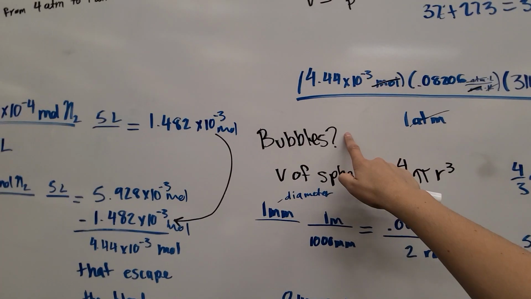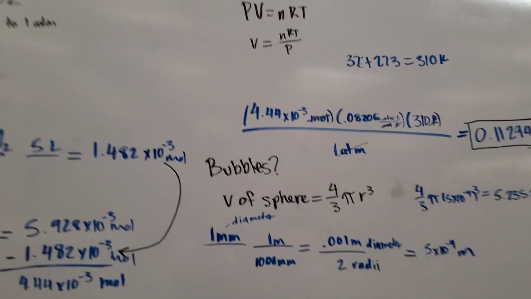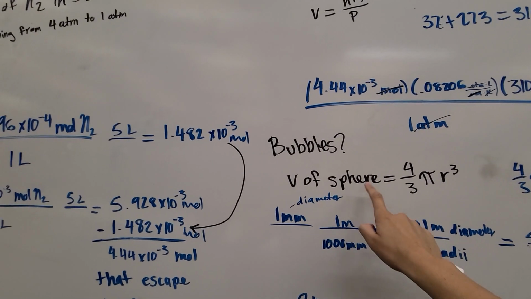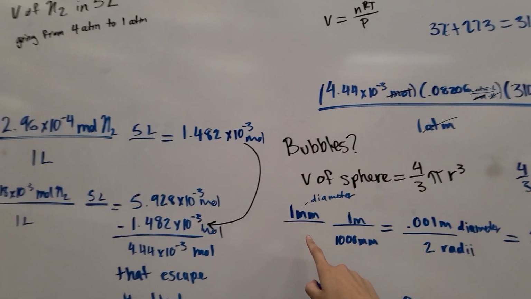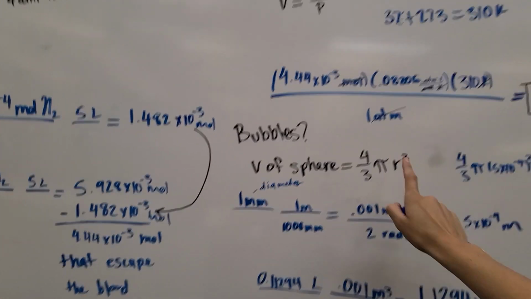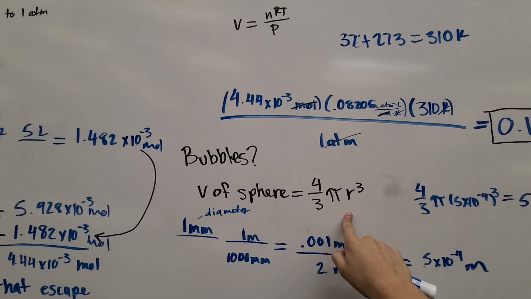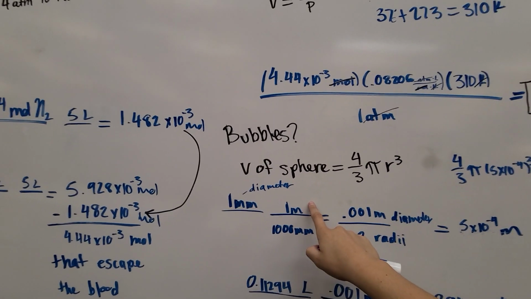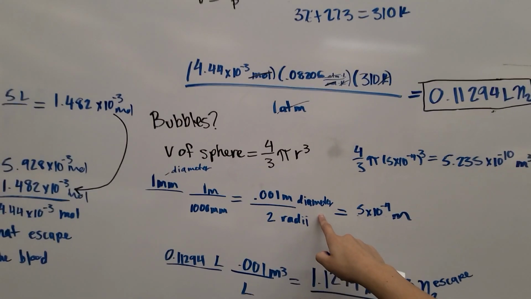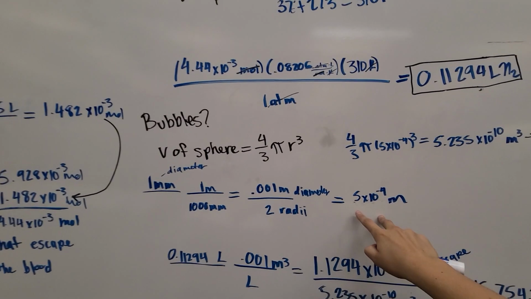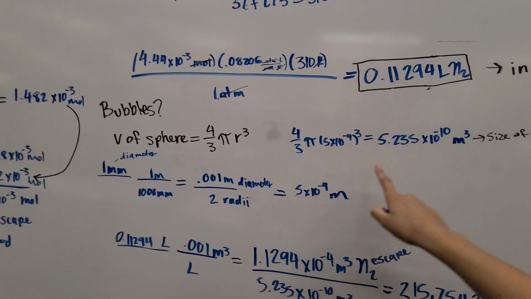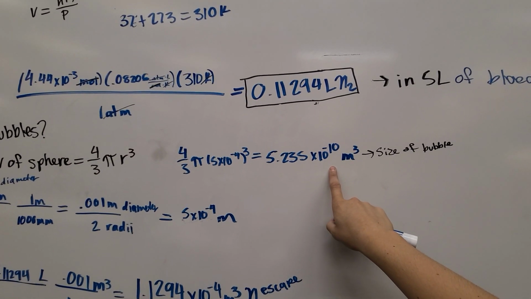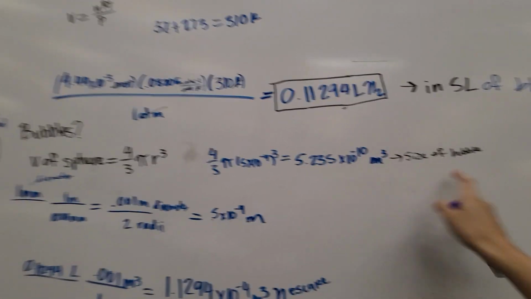So we're looking for how many bubbles formed, or if it escaped in the form of bubbles, how many bubbles there would be. So we're looking for the volume of the sphere because the bubbles will form a sphere, and then it gives us that the bubbles have a 1 millimeter diameter. So the equation for solving for the volume of a sphere requires the radius. So we'll convert our diameter into meters, and then we'll divide the diameter by 2 to get the radius. So this is the length of the radius for this bubble, so we'll plug it into the equation, and we'll get that the size of this bubble is 5.235 times 10 to the negative 10th meters cubed.